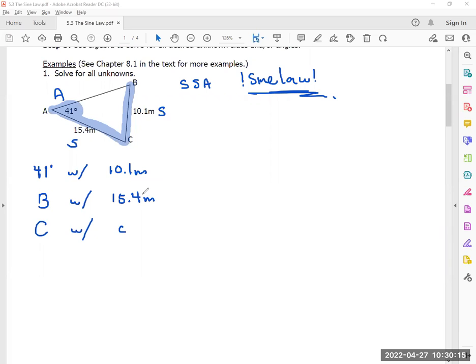So let's set it up. Sine A over little a, sine B over little b, sine C over little c. This is sine of 41 degrees over 10.1. This fraction is equal to sine of capital B over little b. And that is the same as sine of big C, which I don't know, over little c, which I don't know.